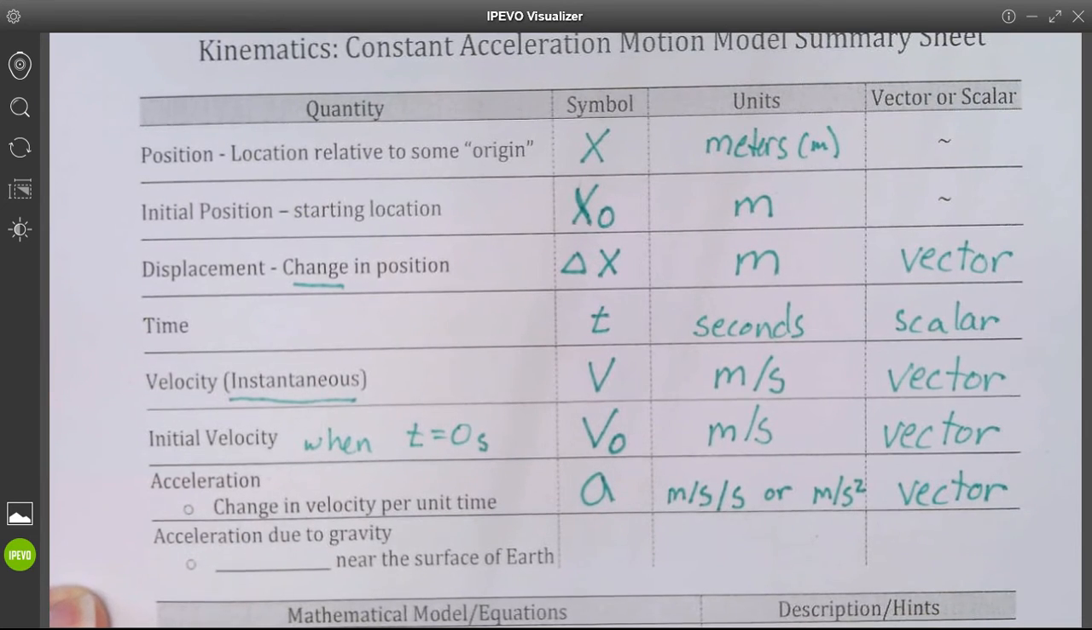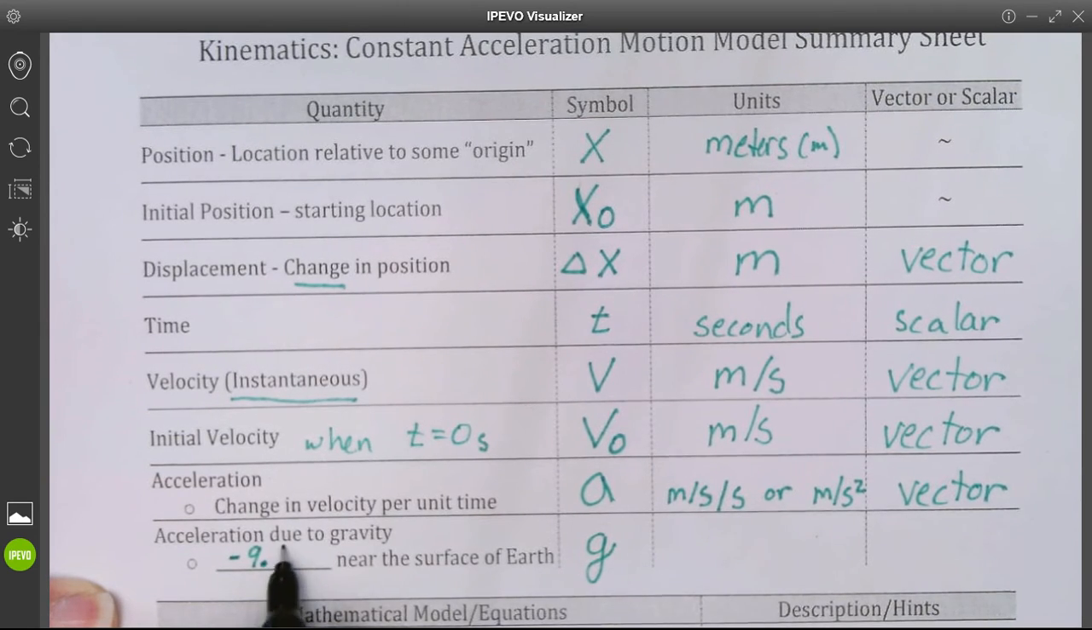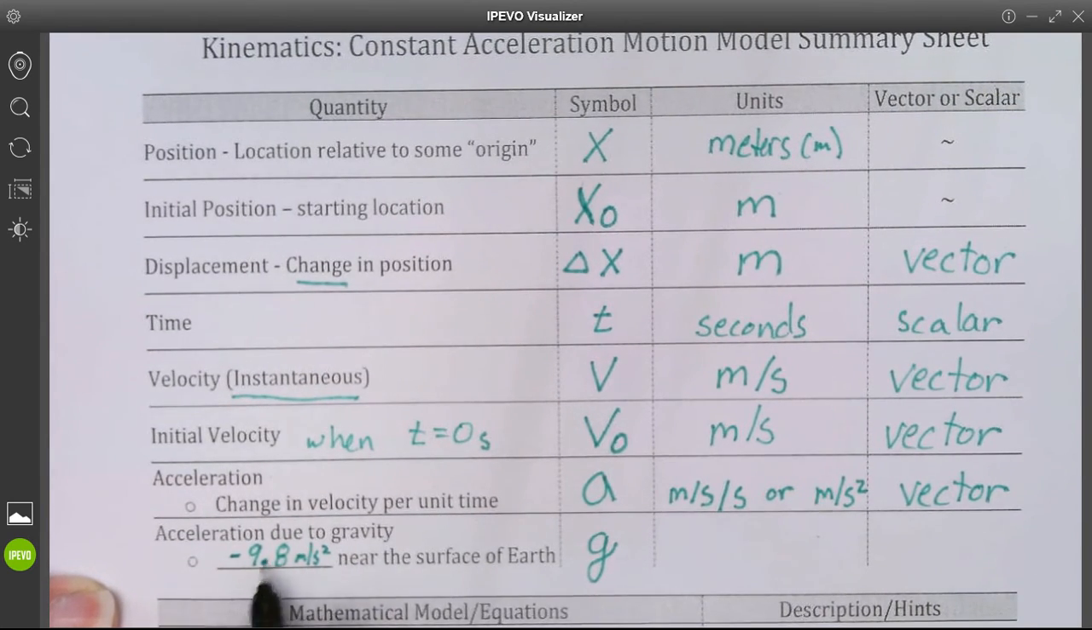And then the last one on here is our acceleration due to gravity. So this is just a very special kind of acceleration. We can still use the lowercase letter a, but sometimes we will use a lowercase letter g to represent that this is our special acceleration due to gravity. Okay, and in our free fall lab, we determined that near the surface of the Earth, this acceleration is negative 9.8 meters per second squared. So negative, because the acceleration is pointing down to the surface of the Earth.